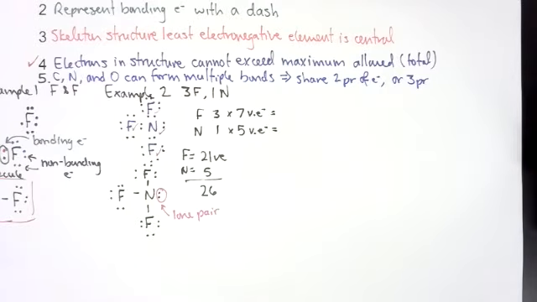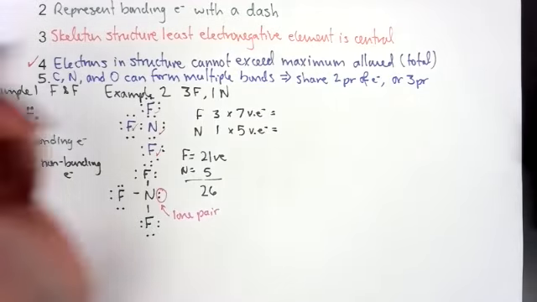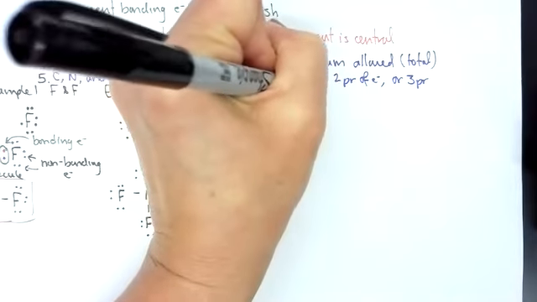All right, this is Lewis Structures 6.02 Part 2. So we are doing Part 2 of 6.02. And we just left off with the fifth rule: carbon, nitrogen, and oxygen can form multiple bonds. They can share two pairs of electrons or three pairs of electrons. So we're going to go with example 3.